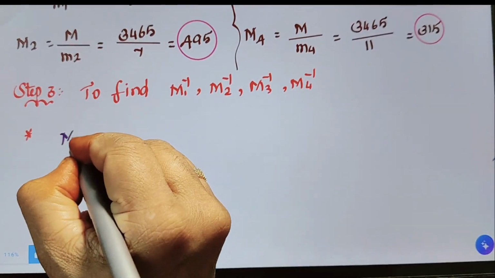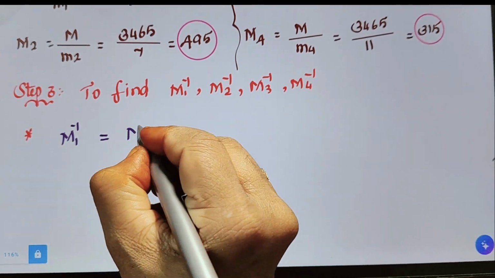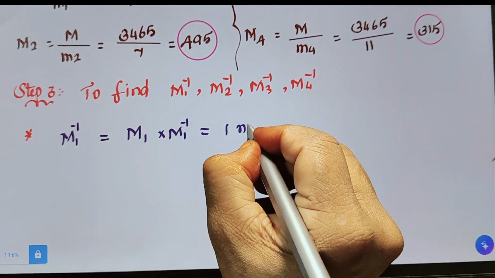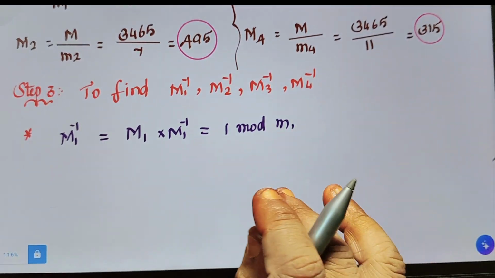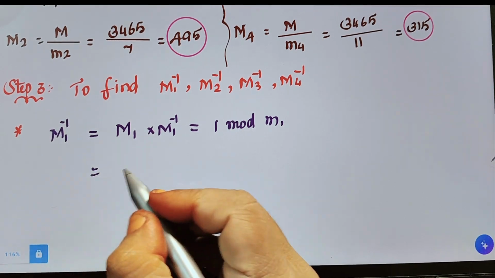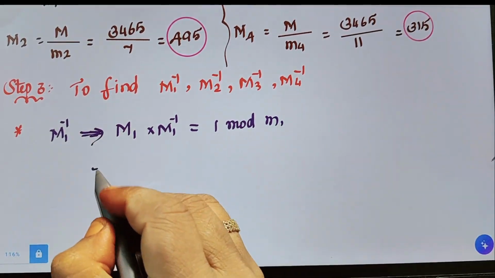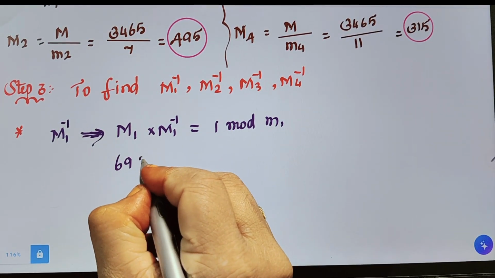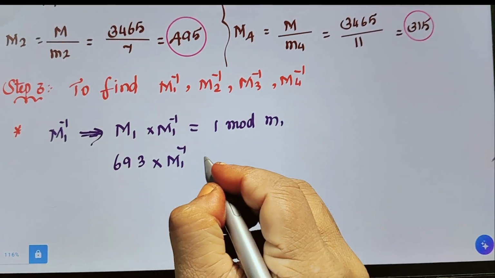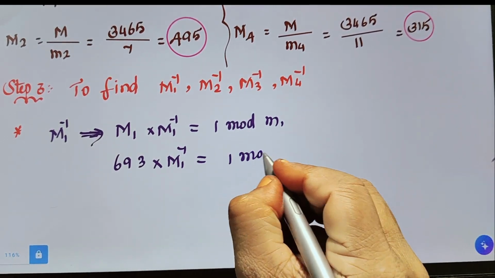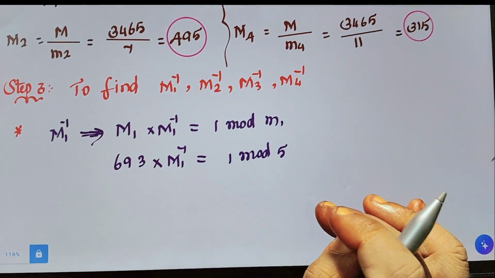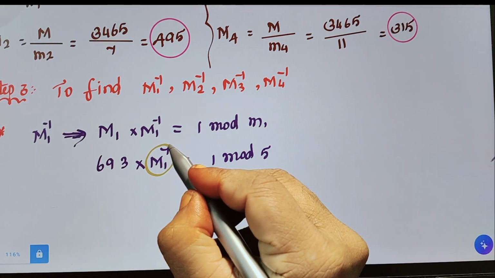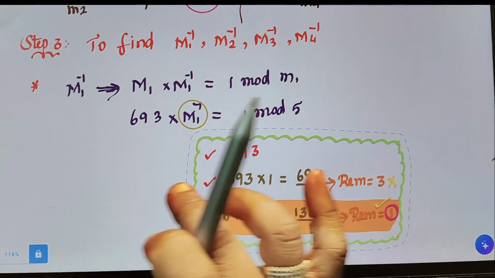Next M1 inverse. The formula is capital M1 into M1 inverse equal to 1 mod small m1. Substitute the respective values here. M1 value 693 into M1 inverse, whose value we don't know, equal to 1 mod small m1 value given as 5. It's very easy to find the value of M1 inverse, very simple by using one small calculation.